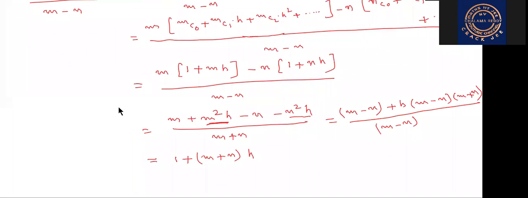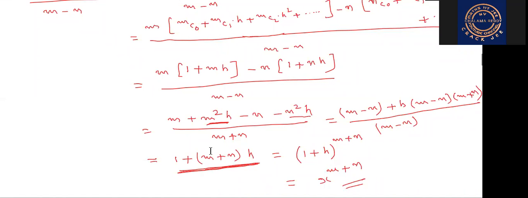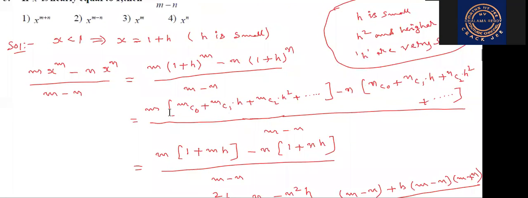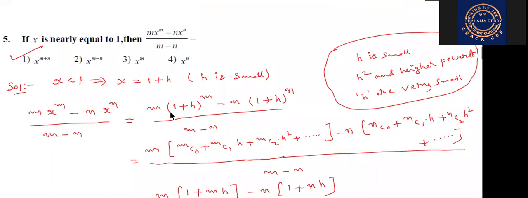Here, this I am going to write as (1 plus h) whole power m plus n expansion only. If you expand, h square and higher power of h terms can be neglected. You will get this only. Okay, think in reverse, then you will understand. What is the 1 plus h value? x. Now the answer is x power m plus n. x power m plus n. Which option is correct, students? First option.